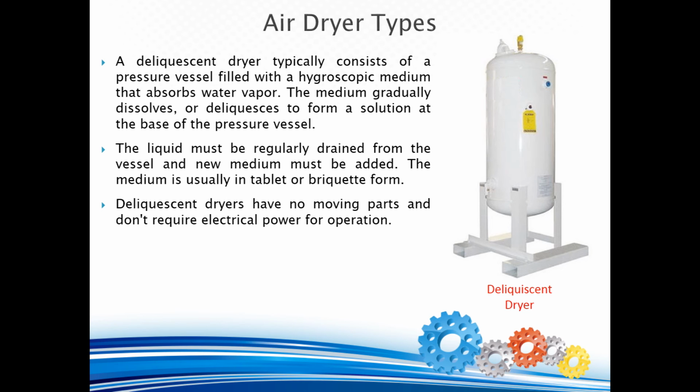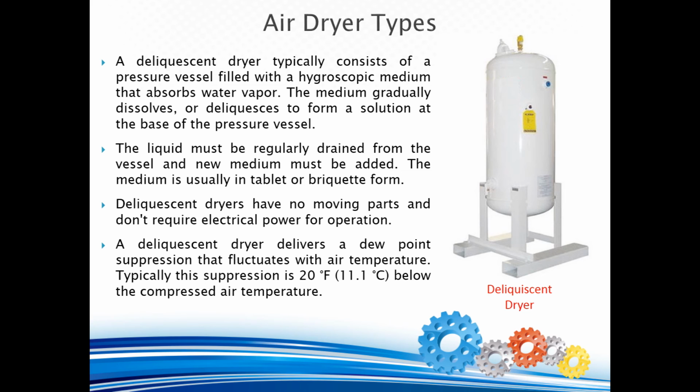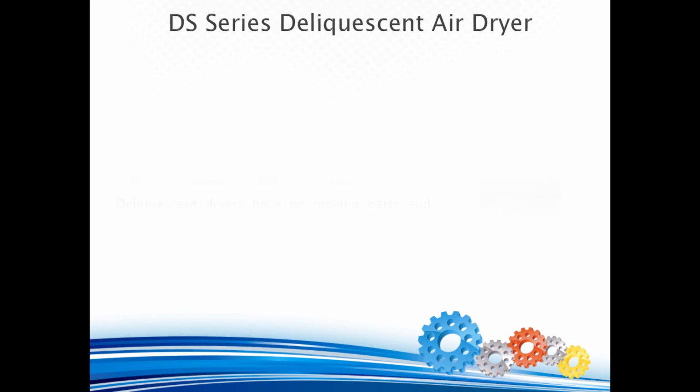The performance of a deliquescent dryer, as measured by outlet dew point, is highly dependent on the temperature of the air or gas being processed, with cooler temperatures resulting in better performance. A deliquescent dryer delivers a dew point suppression that fluctuates with air temperature. Typically, this suppression is 20 degrees Fahrenheit, 11.1 degrees Celsius, below the compressed air temperature.